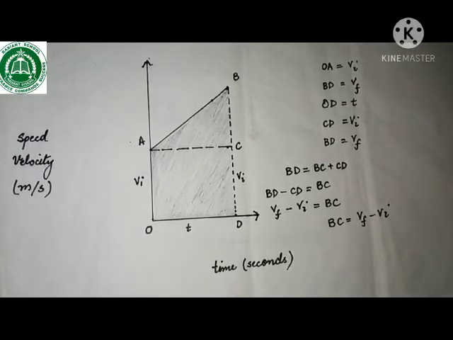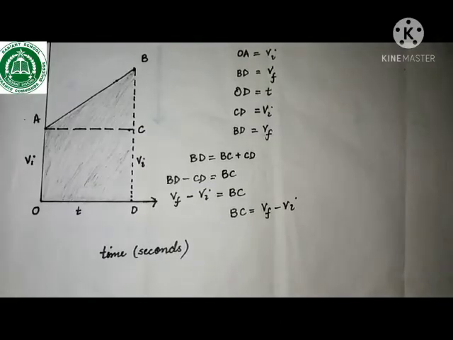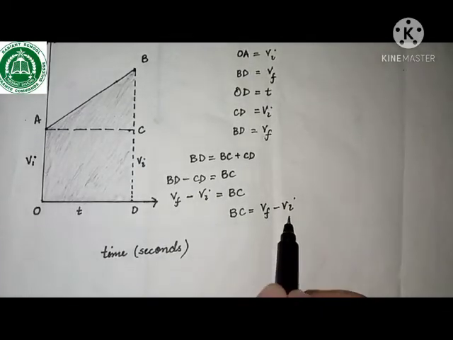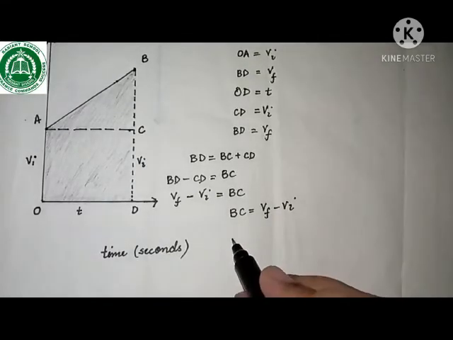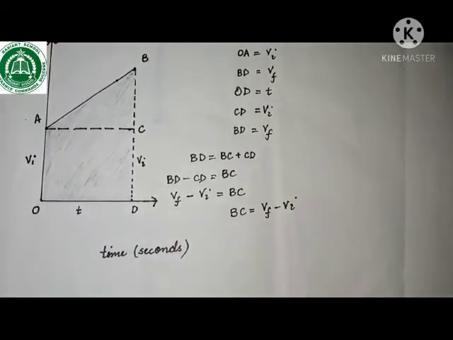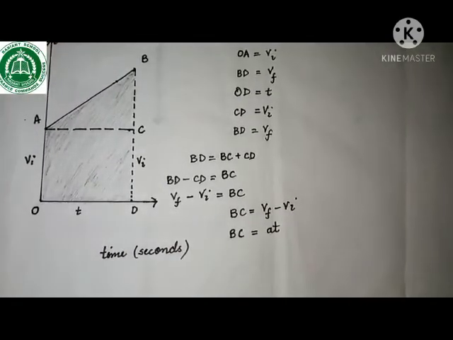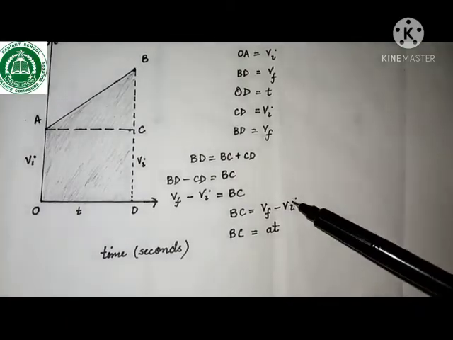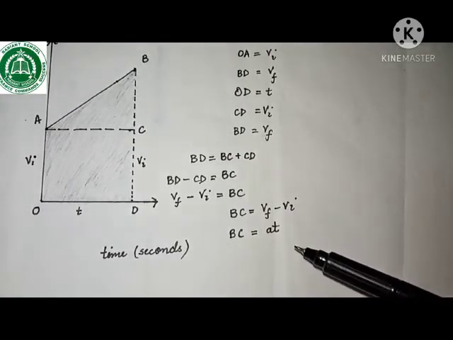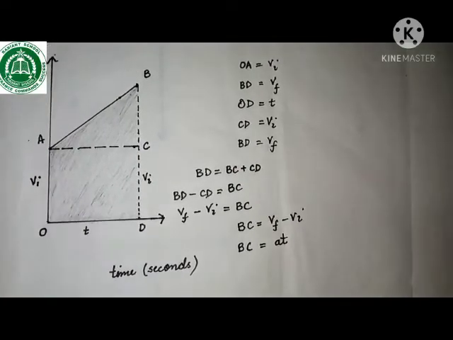As in our previous lecture, we have discussed the first equation of motion. So if we apply the first equation of motion, instead of this VF minus VI, I can also write that BC equals AT. So we are going to use either this expression or this one as per our convenience.